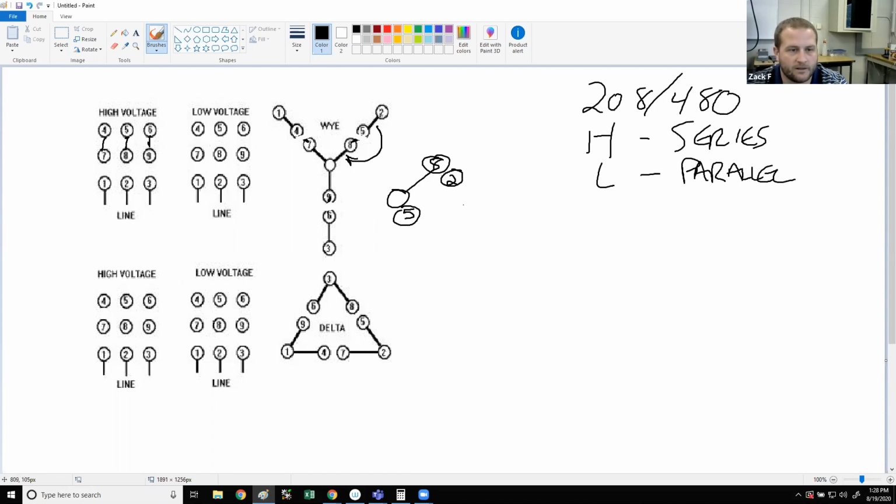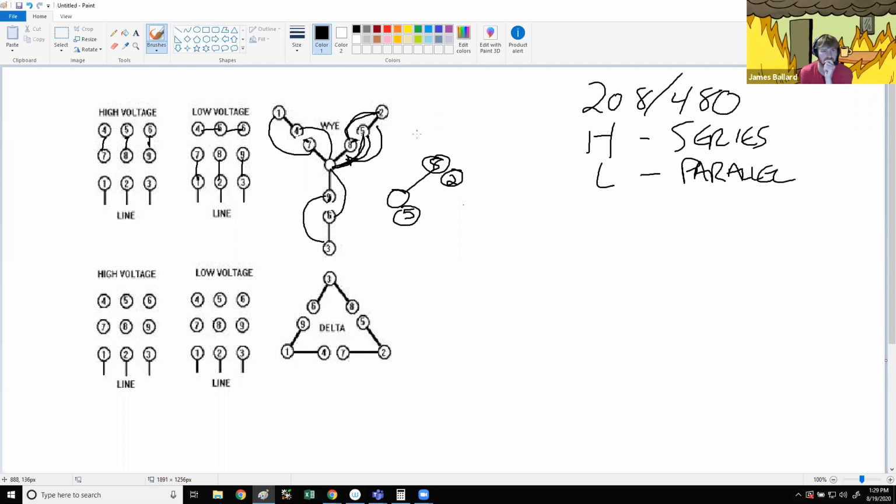So 2 goes to 8. And 5 goes to middle part. Parallel this winding the same way. 1 goes to 7, 4 goes to the middle part. 3 goes to 9, 6 goes to the middle part. So on the picture, what does it look like? 1 to 7, 2 to 8, 3 to 9, 4, 5, and 6 tie together. Cool? Making sense?